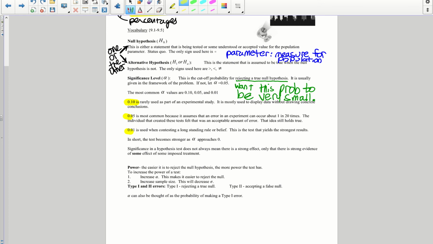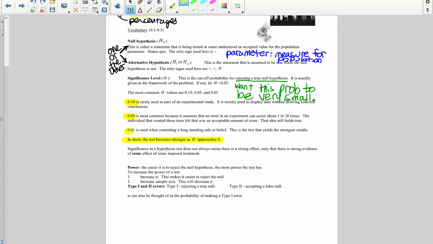Somebody a long time ago decided upon these values. In general, we want the value to be as close to 0 as possible. So regardless of what the cutoff value is chosen, the probability value, we want that to be as close to 0 as possible. So the test becomes stronger as alpha approaches 0. All right. So that alpha value again is a significance level.